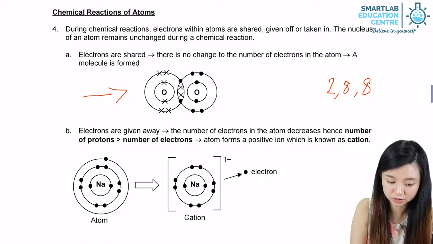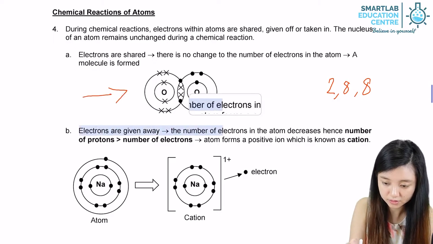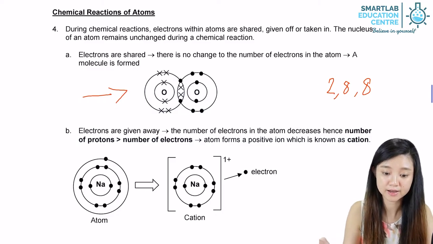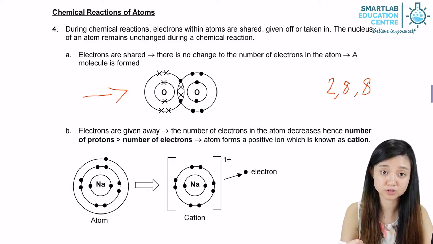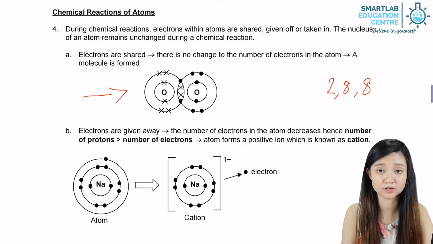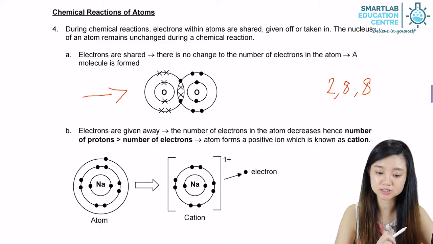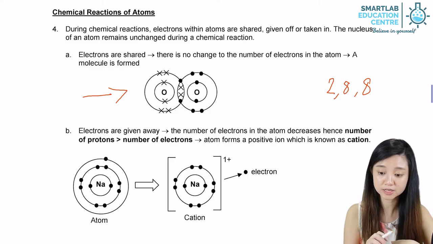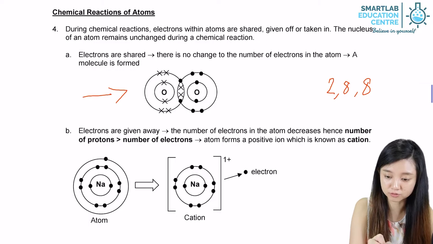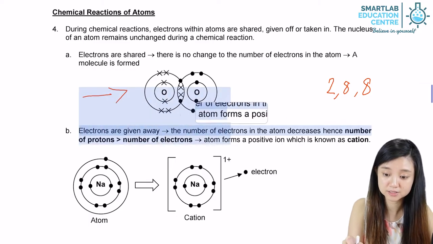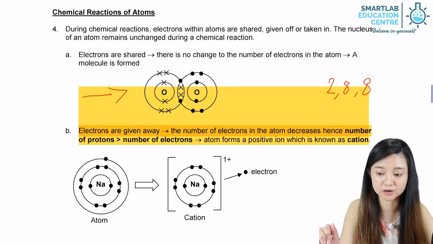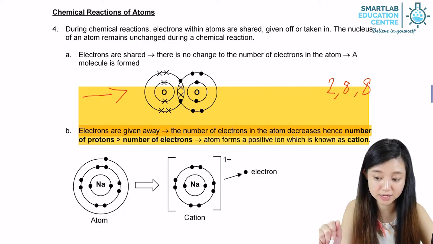If the electrons are going to be given away, then the total number of electrons in the atom will decrease, and hence the number of protons will now be more than the number of electrons, because originally the number of protons and electrons are the same, but once you give away the electrons, the protons will be more than electrons. So the whole atom is going to form a positive ion, since you have more protons that have a positive charge, and that is called the cation, C-A-T-I-O-N.